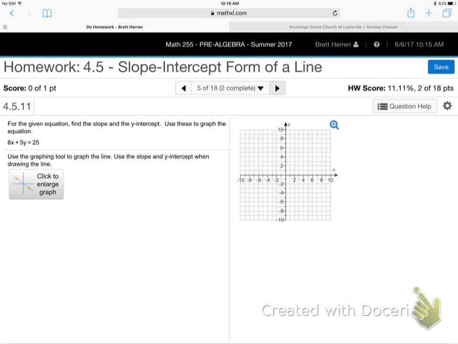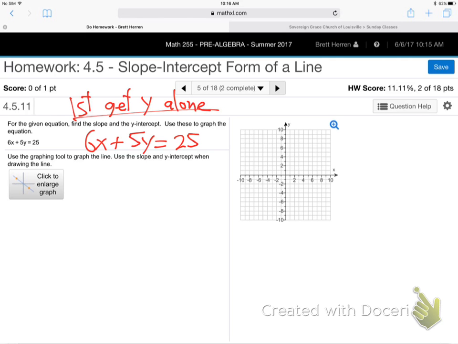This nice little method we've been using only works when y is alone. So we have to first get the y alone on this one. 6x plus 5y is 25. So first get y alone. Then we can do all the same stuff. It'll be the same from there if we first get the y alone.